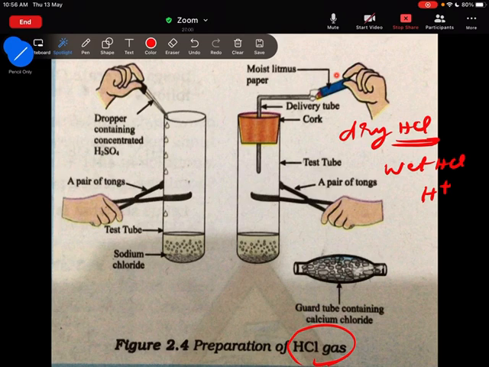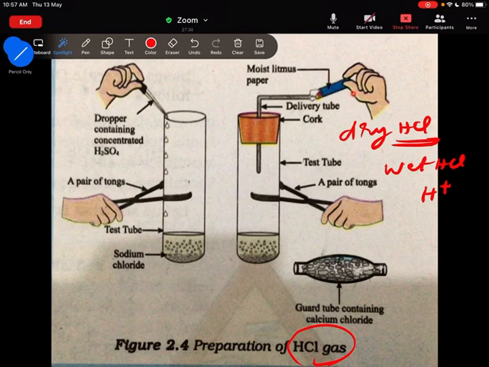So, if the climate is very humid, meaning it contains moisture, then you will have to pass the gas through a guard tube. A guard tube contains calcium chloride. It can absorb all the moisture from dry HCl. If HCl is dry, then blue litmus paper will not turn to red. If HCl is wet, then the blue litmus paper will turn to red.